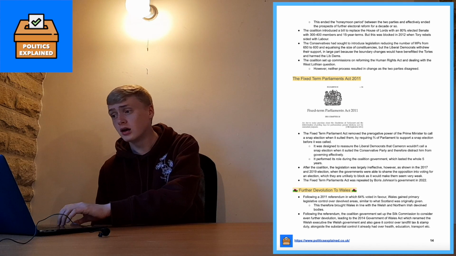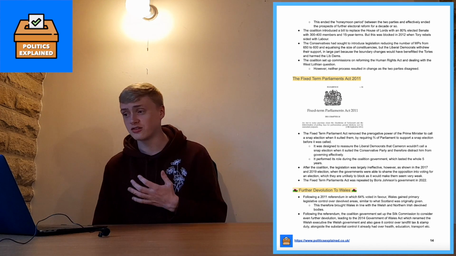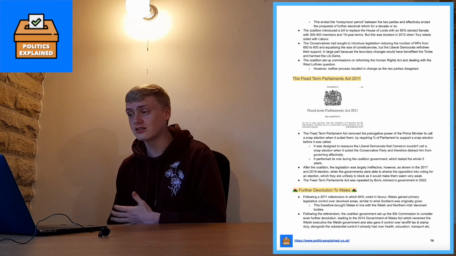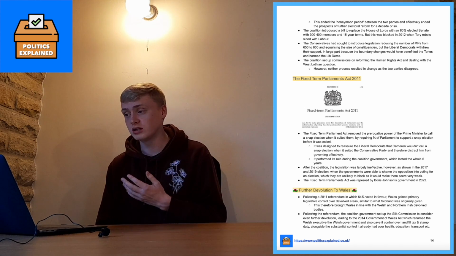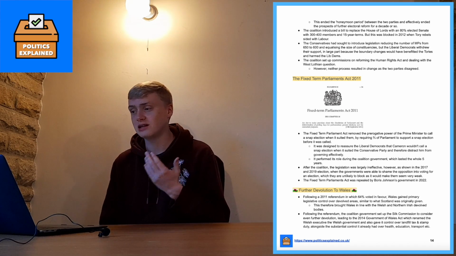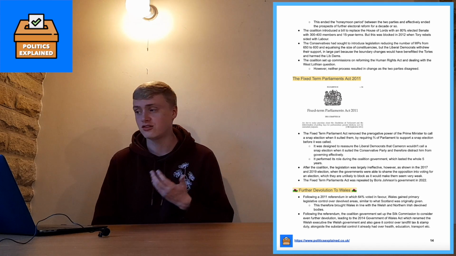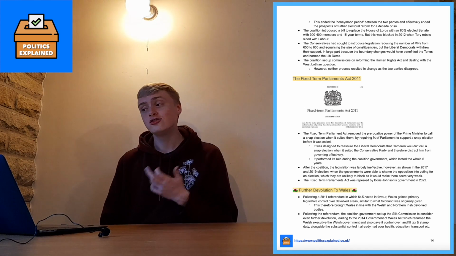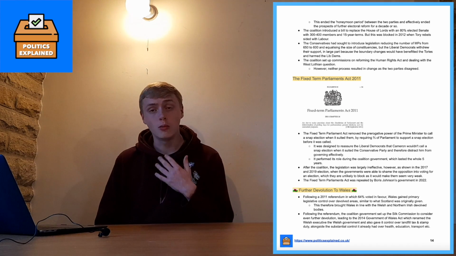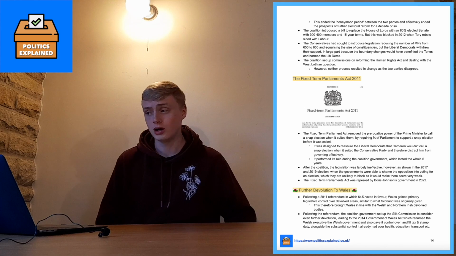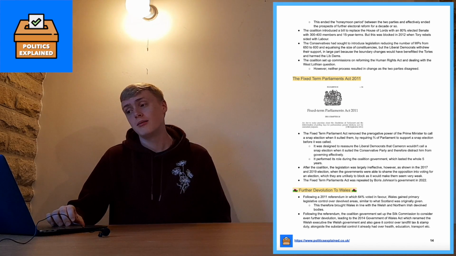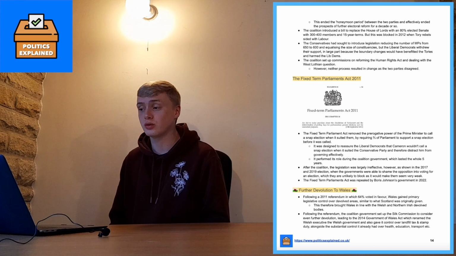Following the referendum, the coalition government set up the Silk Commission to consider even further devolution to Wales, leading to the 2014 Government of Wales Act, which renamed the Welsh Executive the Welsh Government and also gave it control over landfill tax and stamp duty, alongside the substantial control it already had over health, education, transport, etc. So, during the coalition, the Welsh Parliament gained a lot more power compared to what it had before. So that's it in terms of reforms under the coalition. What I'm going to look at now is reforms undertaken since 2015.